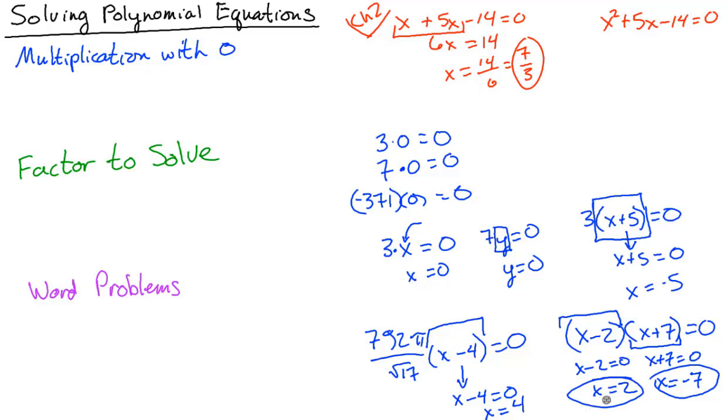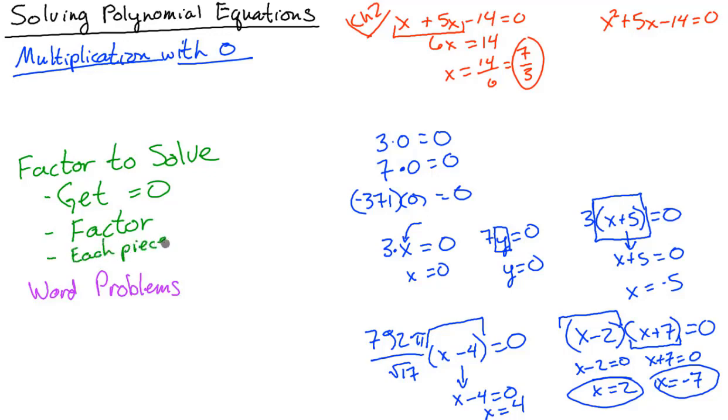Well, guess what we have just done? We have found the way to solve. Because of multiplication with 0, we now know that we can solve equations if we get them equal 0 and then factor. That's the idea. We make them into factors, and then each piece gets set equal to 0, and we get a solution. Yeah, that's all there is to it.